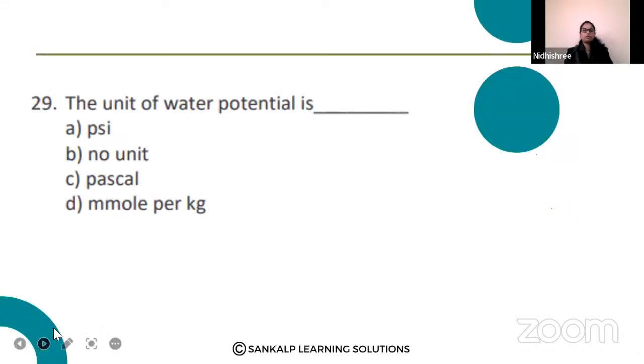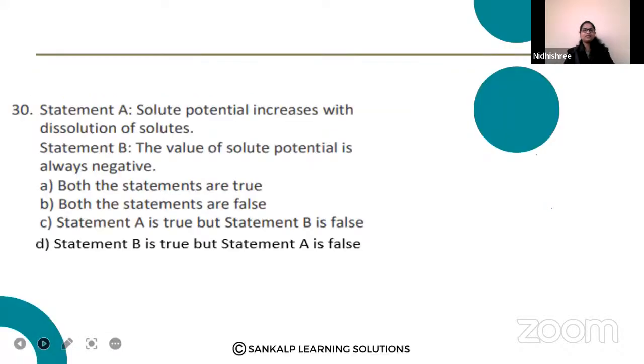The unit of water potential is psi, no unit, Pascal, mole per kg. Unit of water potential. Lohit, option C. Rakshita, option A. Dhamini, Gayatri, option C. Fine, be fast. Chandana, option C. Jyoti, option C. Vidya, option C. Very easy question. Most of you answered it very quickly. Option C, that is Pascal, is the right answer.